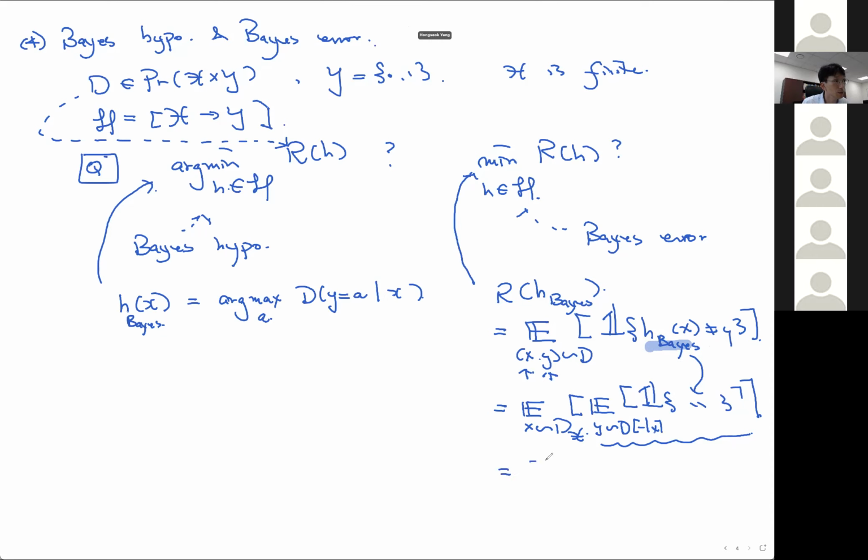That appears actually in the calculation. So this is the expectation over the distribution on X of the minimum of D of Y equals 0 given X and D of Y equals 1 given X. That comes from the definition of Bayes, and you can see that this is as good as we can achieve for any hypothesis. So this quantity is called the Bayes error.